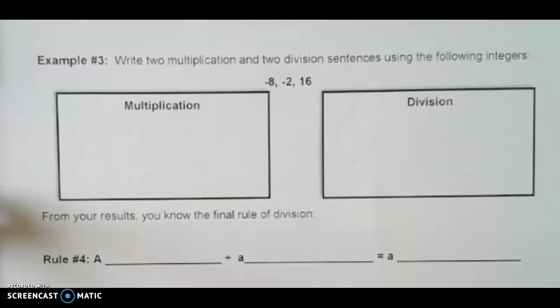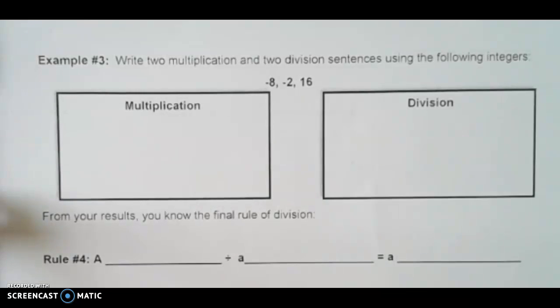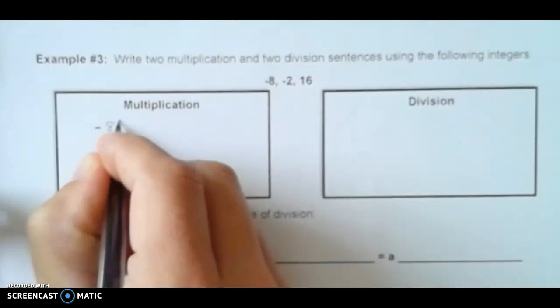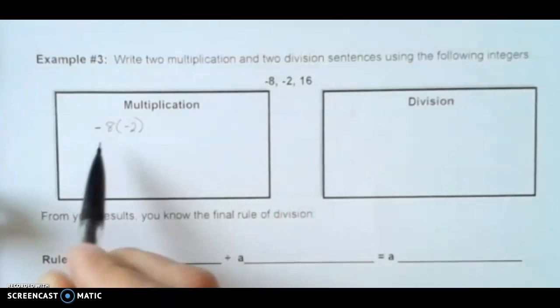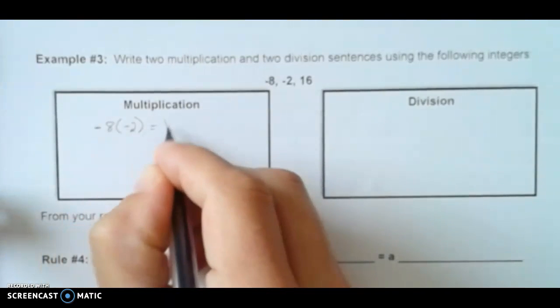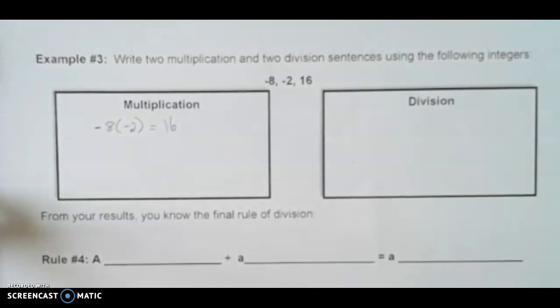We're going to look at one more fact family to help us with a fourth division rule. In this example, again, write 2 multiplication and 2 division sentences using the integers -8, -2, and +16. Okay, so let's start with the multiplication. So if I take -8 and -2 and multiply them together, we learned last time that a negative times a negative will give us a positive, and 8 times 2 is 16.